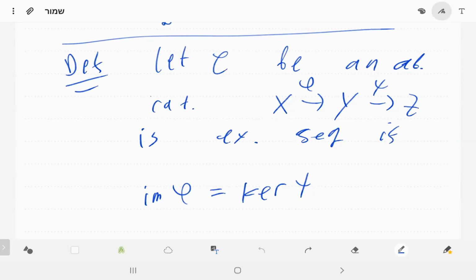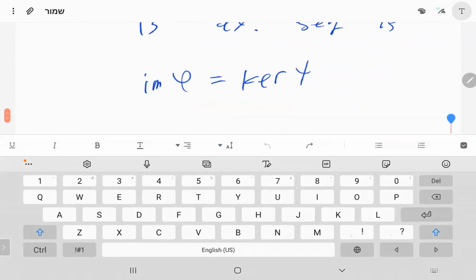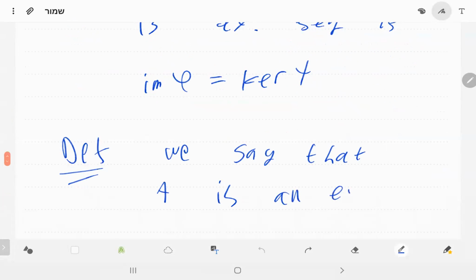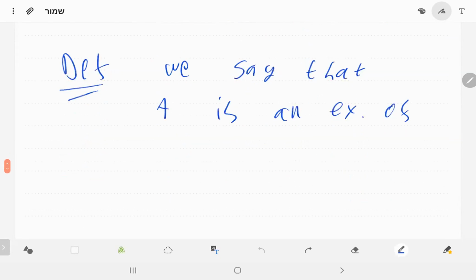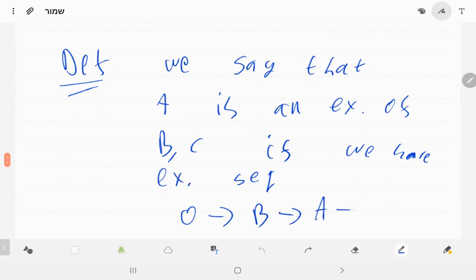Is it clear? Okay. Of course I can use the same definition if I have a longer sequence. So a long sequence is exact if it's exact at every point. Now, definition: we say that A is an extension of B and C if we have an exact sequence 0, B, A, C, 0.